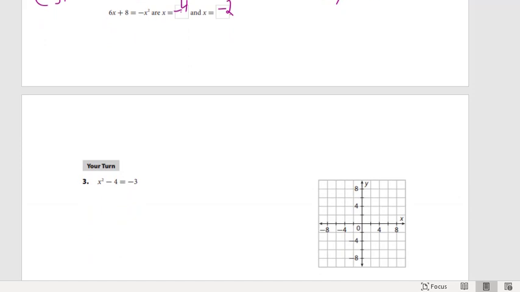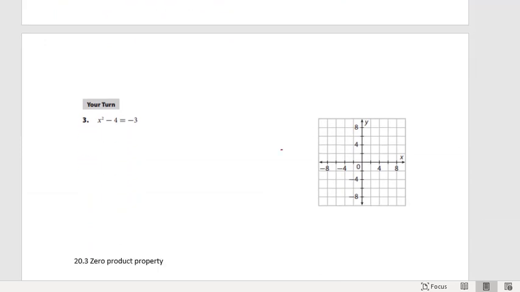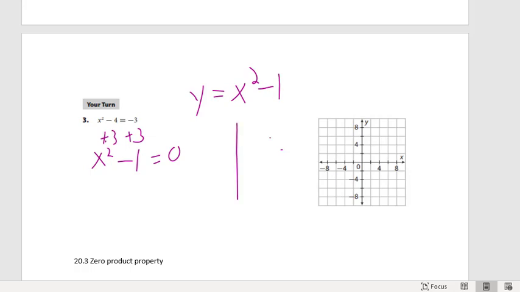All right, on this one, I'm going to get you started a little bit. First, we're going to add 3 to both sides of the equation, and so we end up getting x squared minus 1 equals 0. So what I'm going to do is write the associated equation. This is the same as y equals x squared minus 1. So let's make a table of that.